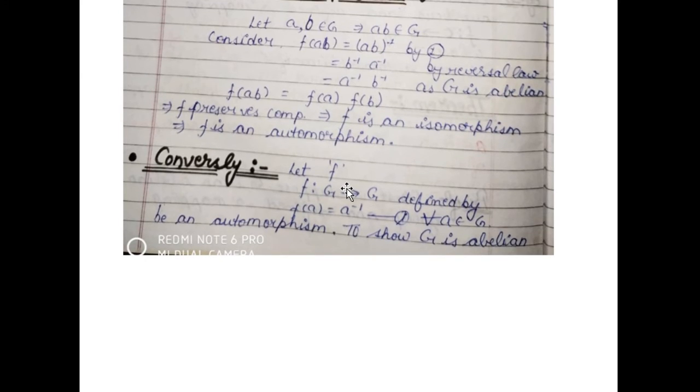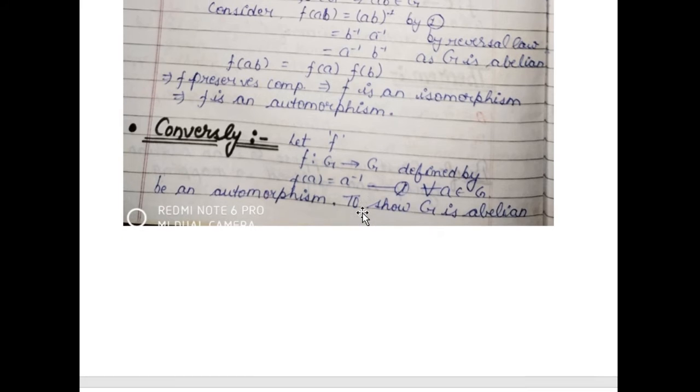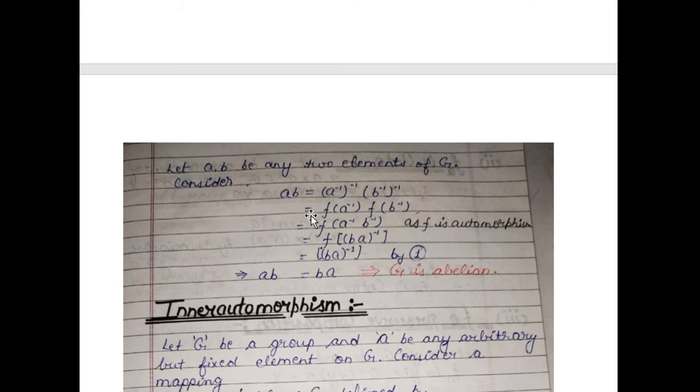Now conversely, what we have to show, we will assume that this mapping is an automorphism. That is, between the same group, it associates each element with its inverse, and this mapping is an automorphism, and we have to show G is abelian, right? So now F is a mapping from G to G defined by this, as already taken. Let it be an automorphism mapping. Now for the converse part of the theorem, we have to show that this G is abelian. So for that, let A and B be any two arbitrary elements of G.